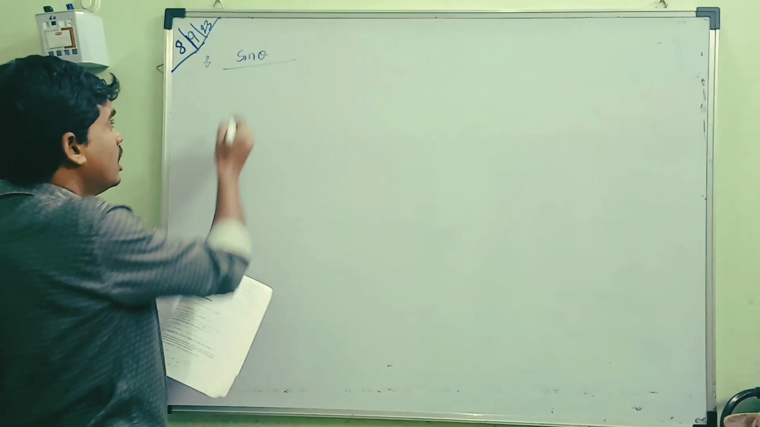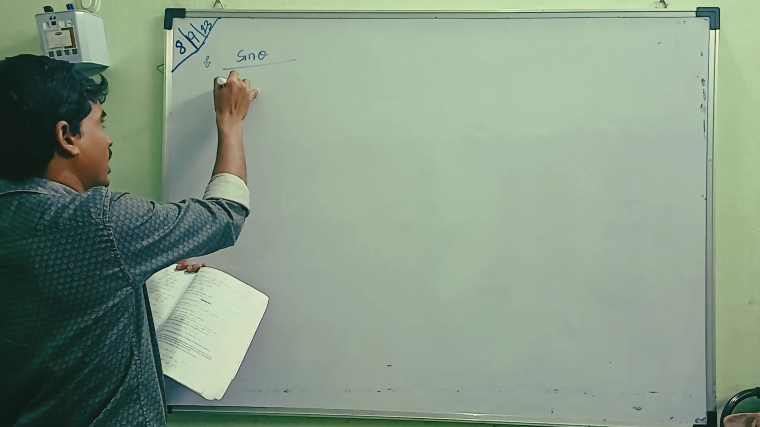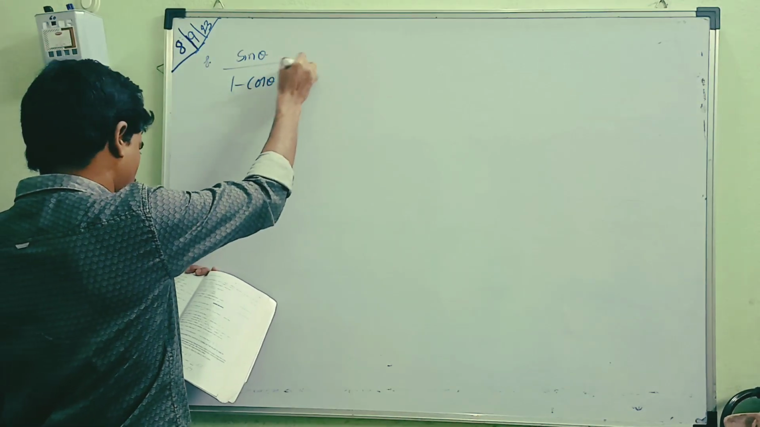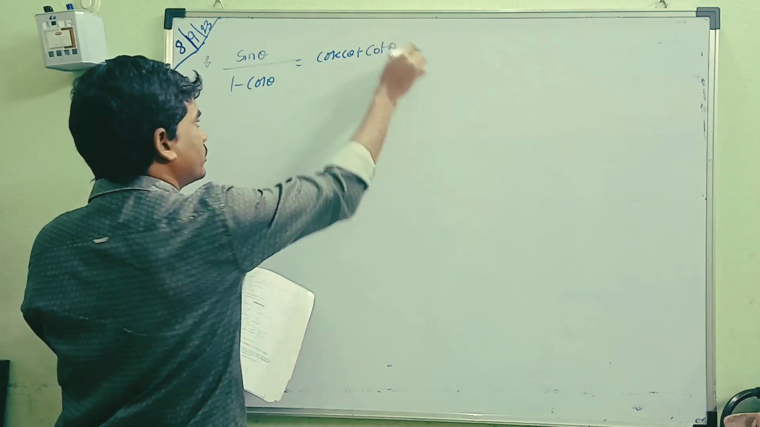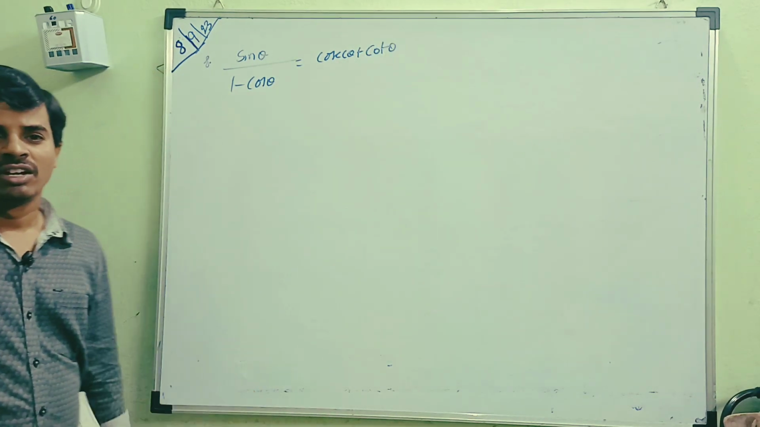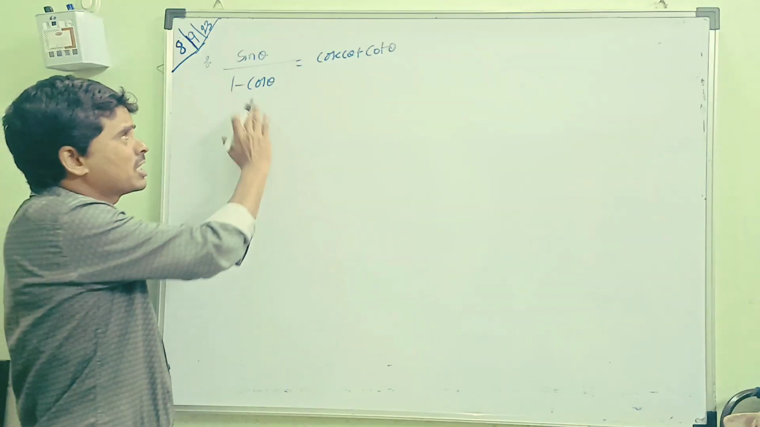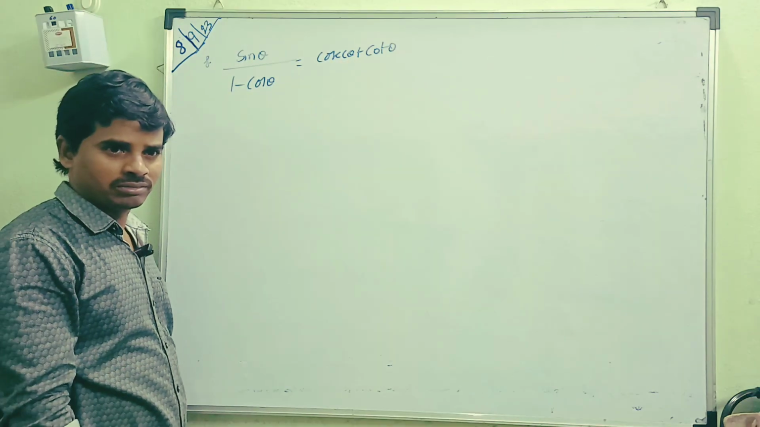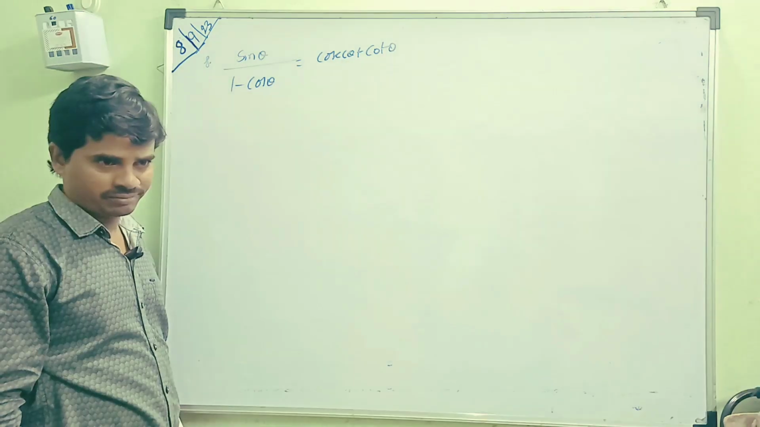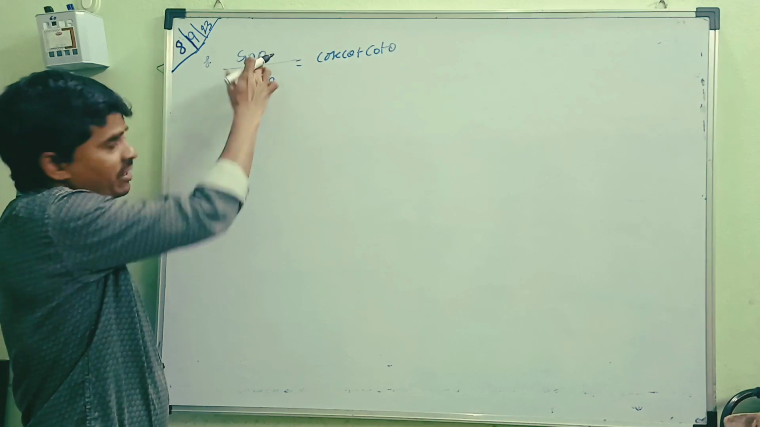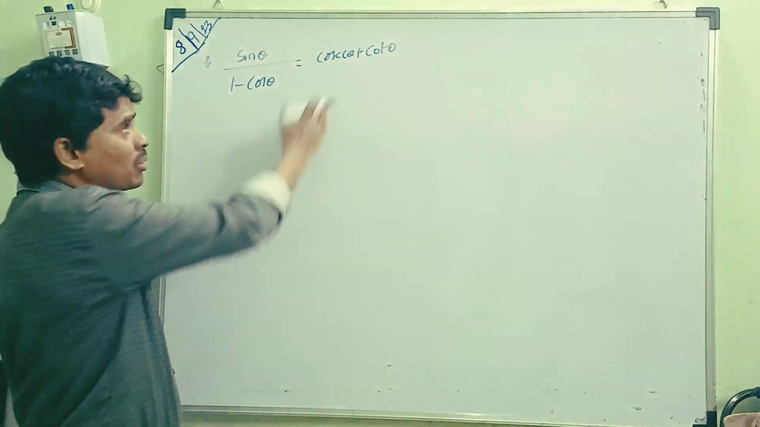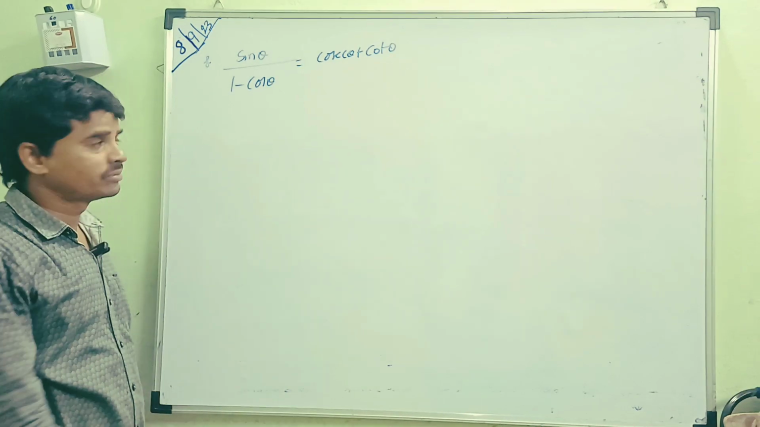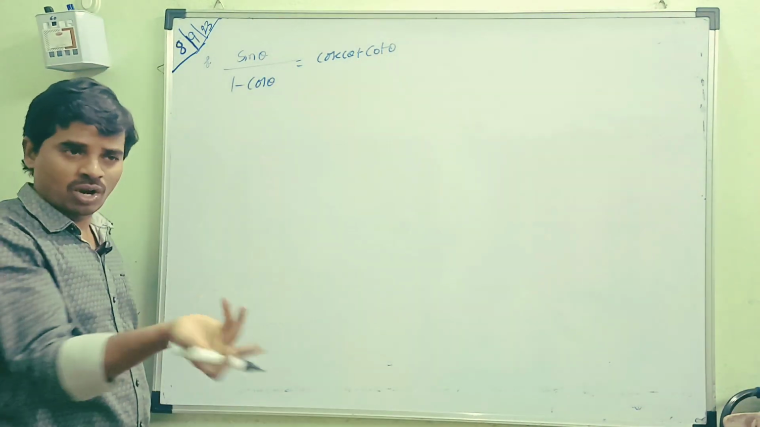Now the question number 8. Sin theta by 1 minus cos theta is equal to, we need to show, cosecant theta plus cot theta. By making what changes can we get cosecant and cot? Instantly we don't get any idea. See, sin we can convert into 1 by cosecant. But cosecant plus cot should be there, and 1 minus cos, the cos should not be there.